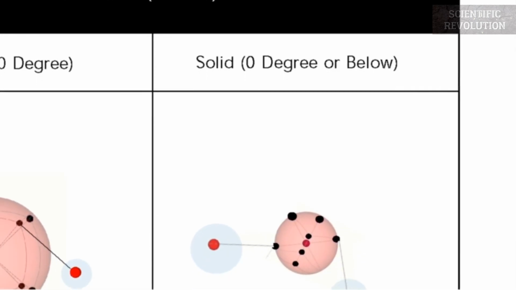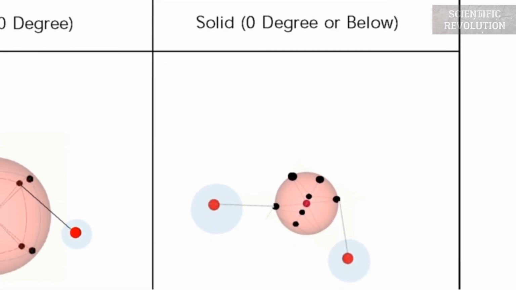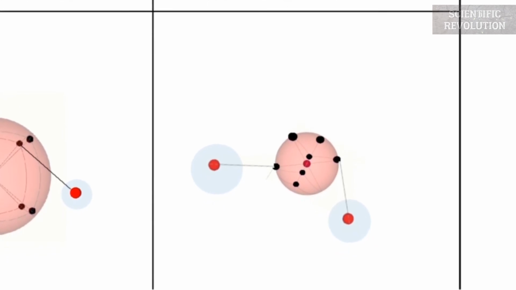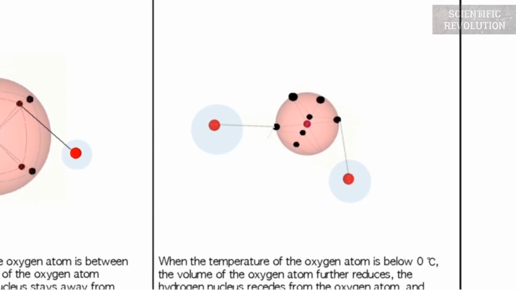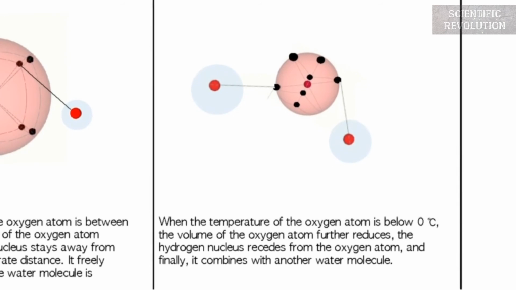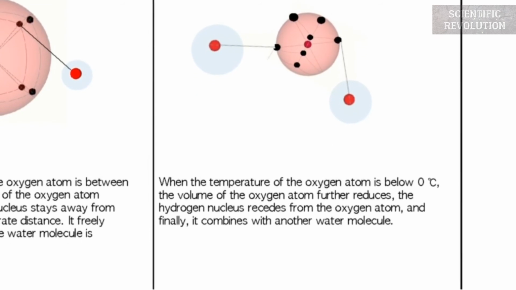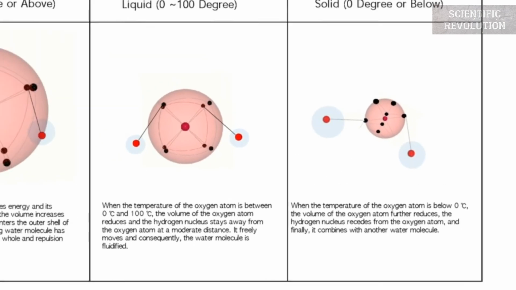When the temperature of the oxygen atom is below 0 degrees, the volume of the oxygen atom further reduces, the hydrogen nucleus recedes from the oxygen atom, and finally, it combines with another water molecule.